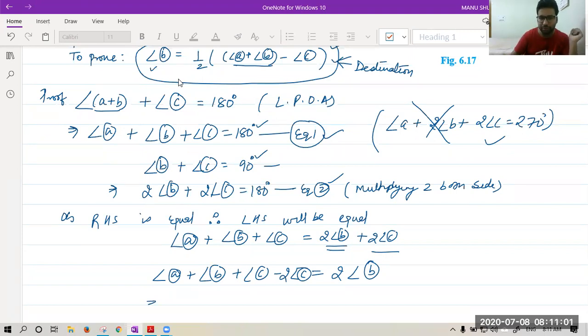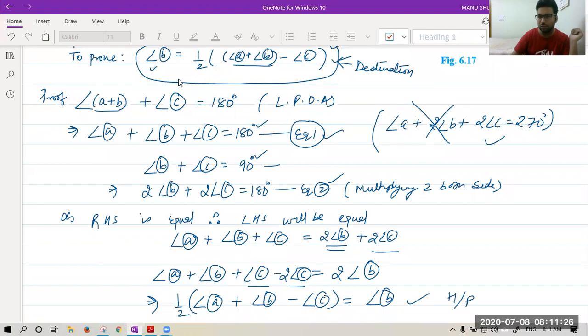After that, you can solve it. These will become minus angle C. Angle A plus angle B minus angle C is equal to twice angle B. We can take this 2 to this side. It becomes bracket half. This 2 is multiplying in B, came here in division, and we got the answer to be proved. Hence, proved. I hope you got this.